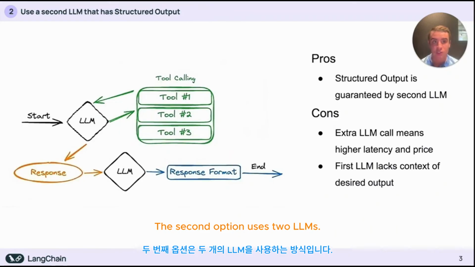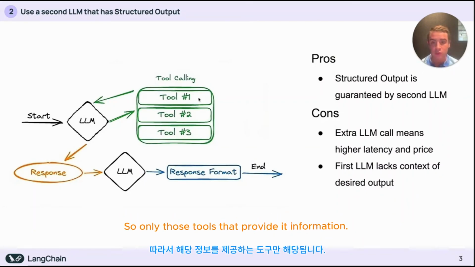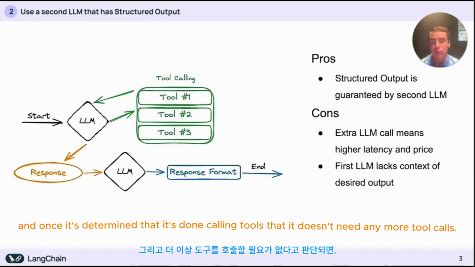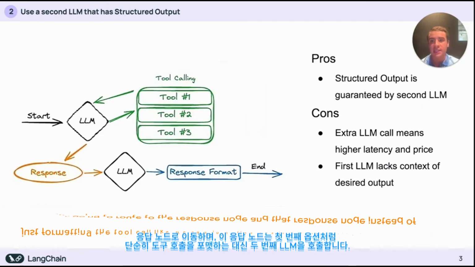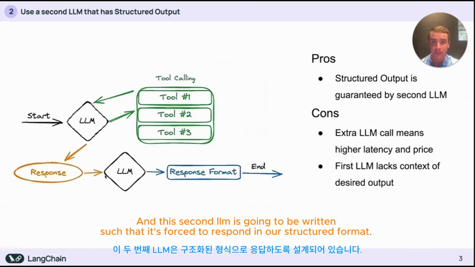The second option uses two LLMs. As you can see, our original LLM that uses tools is only going to have those green box tools, so only those tools that provide information. Once it's determined that it's done calling tools and doesn't need any more tool calls, it's going to route to the response node. And that response node, instead of just formatting the tool call like we saw in option 1, is actually going to call a second LLM. This second LLM is going to be written such that it's forced to respond in our structured format.